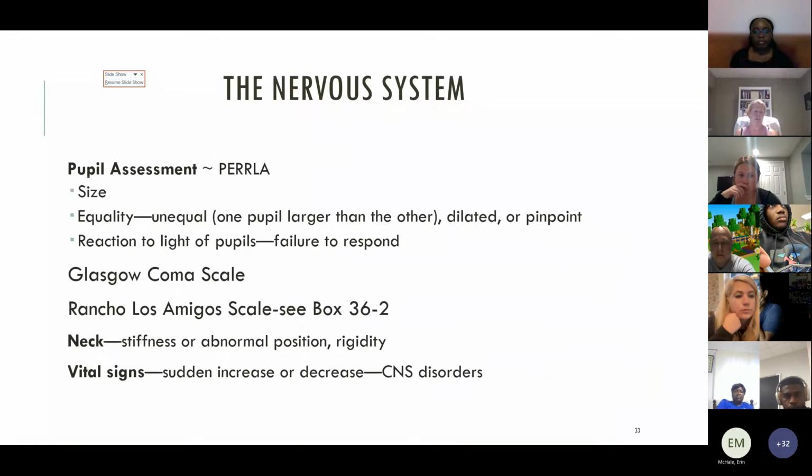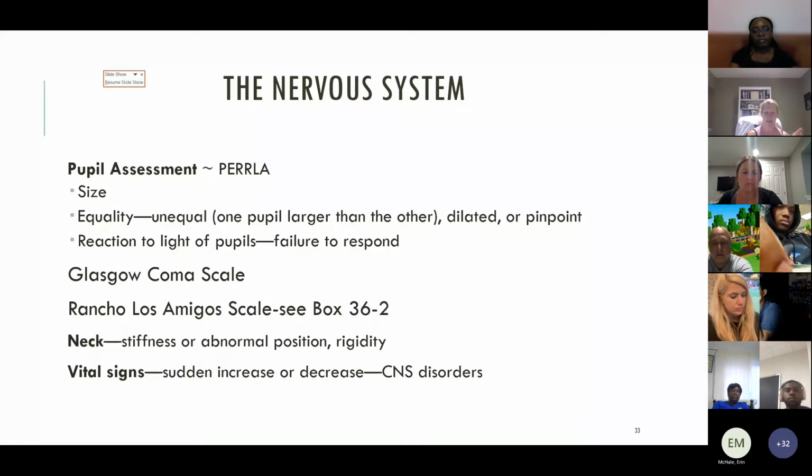So you guys remember PERRLA. We talked about this during fundamentals. So this is going to be pupils equal, reactive to light and accommodation. So we're definitely going to need our penlight out, and we're going to be doing good assessments on these patients, especially if we think that their neurological status is not intact. And we want to make sure that we're comparing one side to the next side.